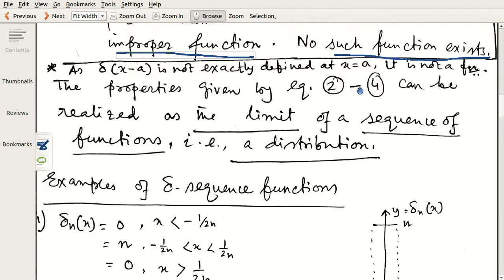We can establish these equations as a limit of a sequence of functions. We will check it. A sequence of functions means a distribution. So the delta function is sometimes known as a distribution. It is a very important point.